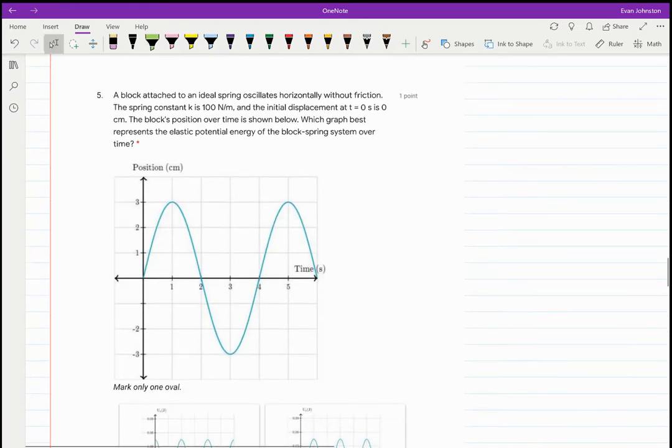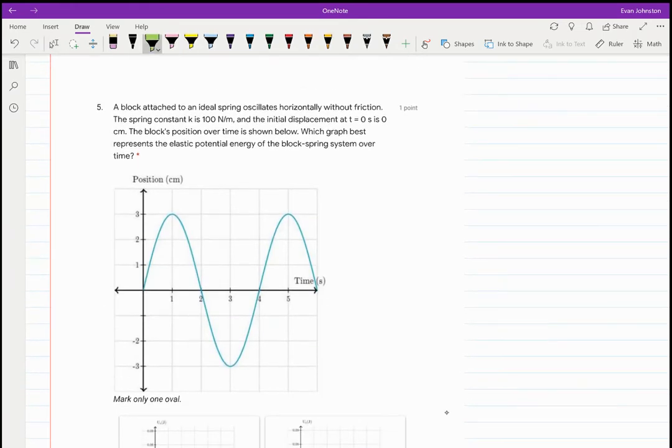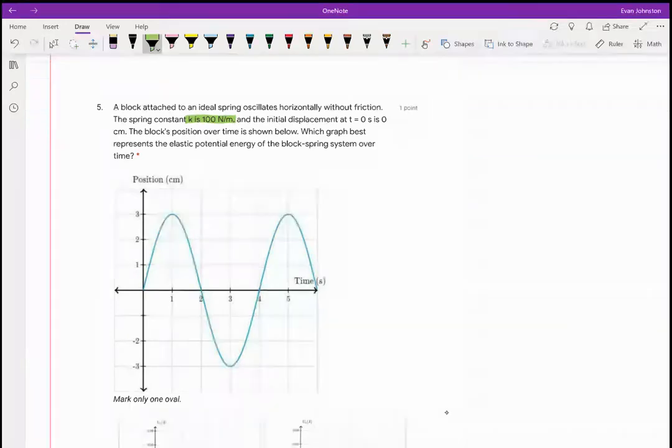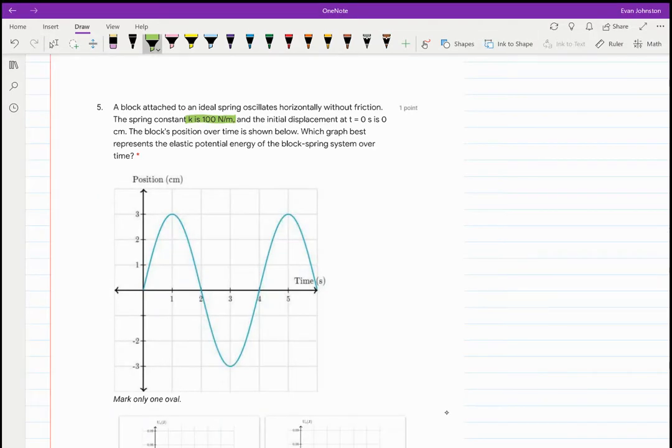So moving on, this time we're given a spring constant. We know K. We're given the initial displacement at 0 seconds is 0 centimeters. So essentially it's starting nowhere. So okay, that's really useful. We're starting nowhere. Cool. And then we're given a position versus time graph. And we're being asked to find which of the following answer choices represents the potential energy over time. So again, this is really saying, can you find the graph that shows this?